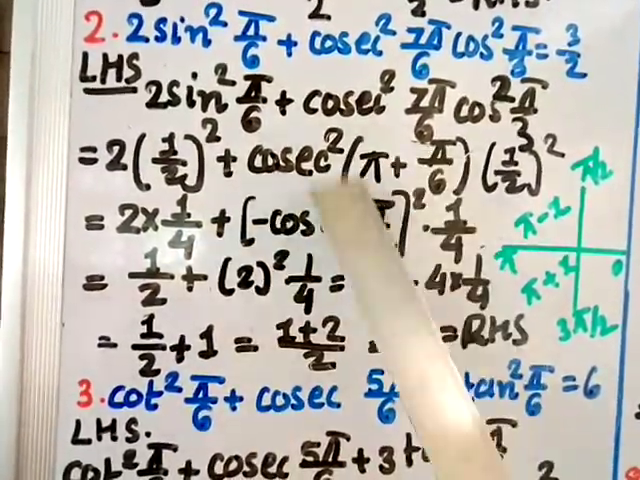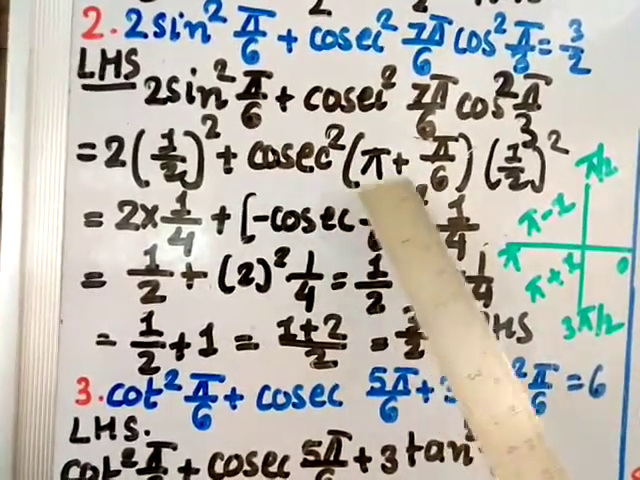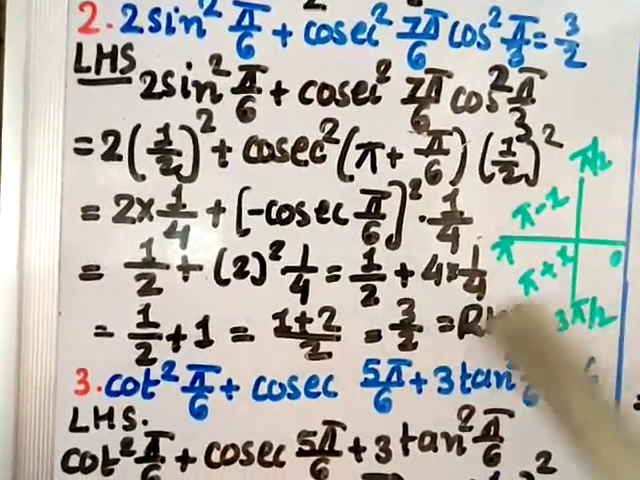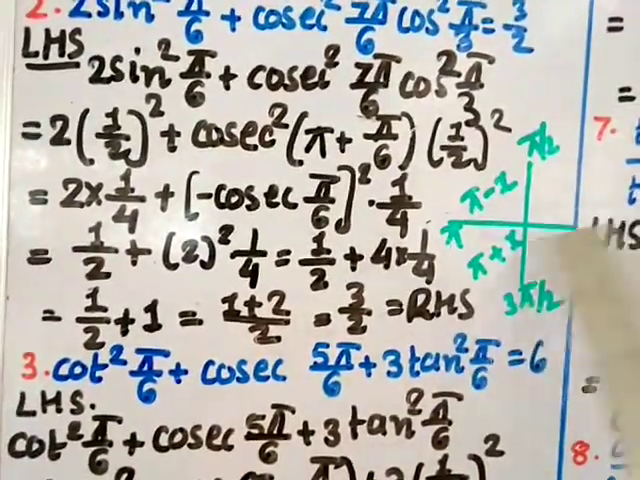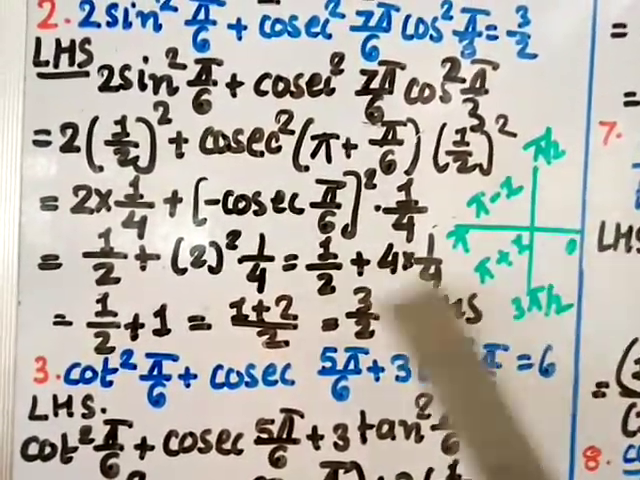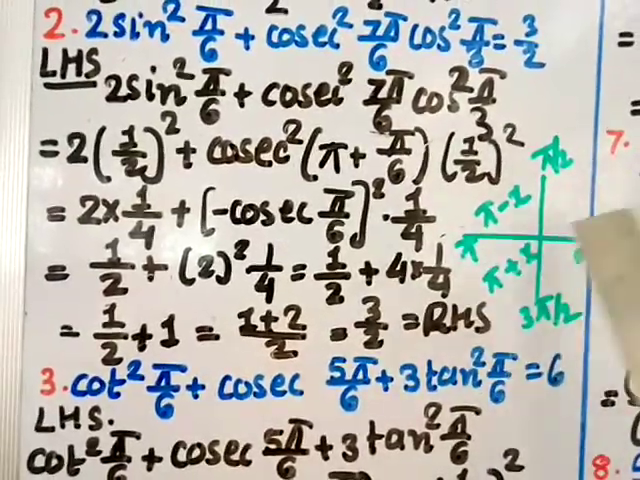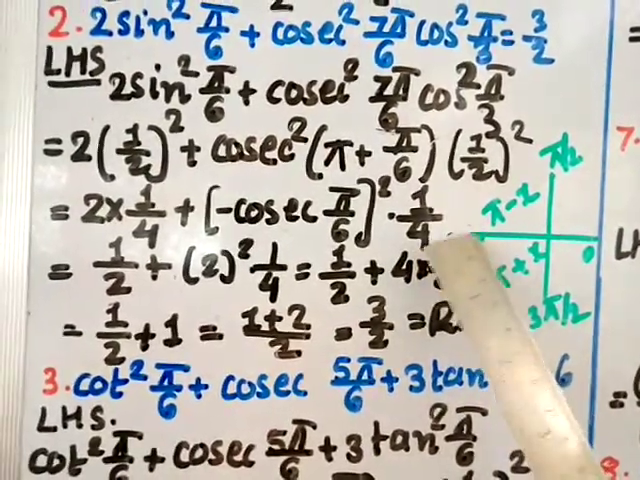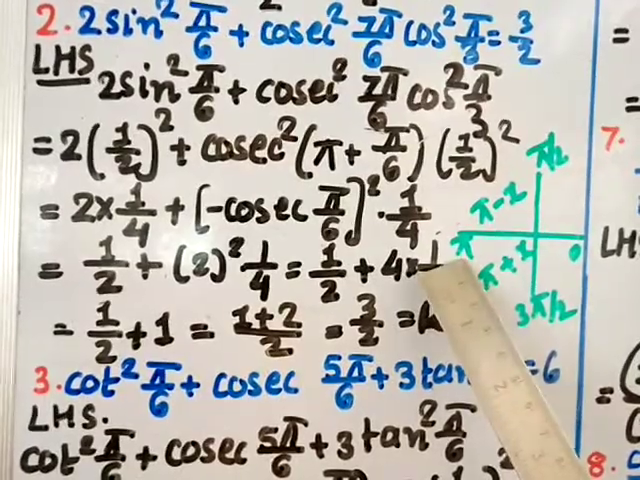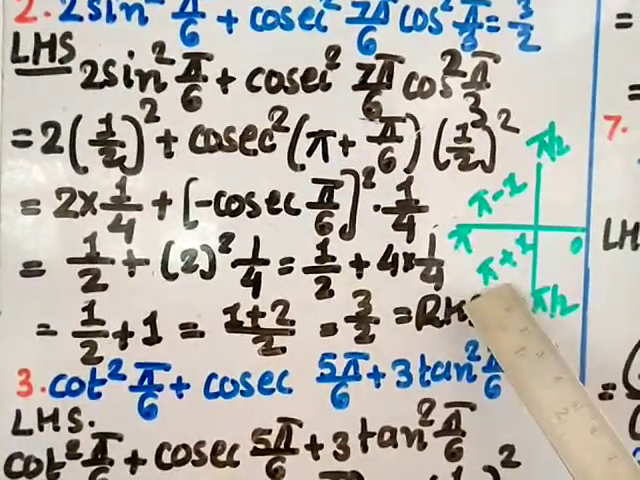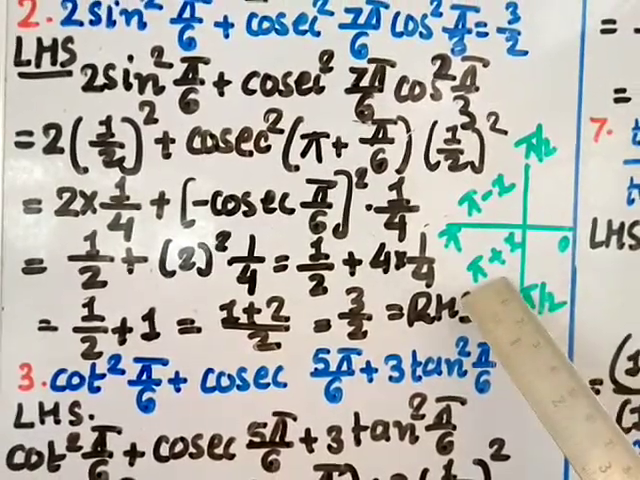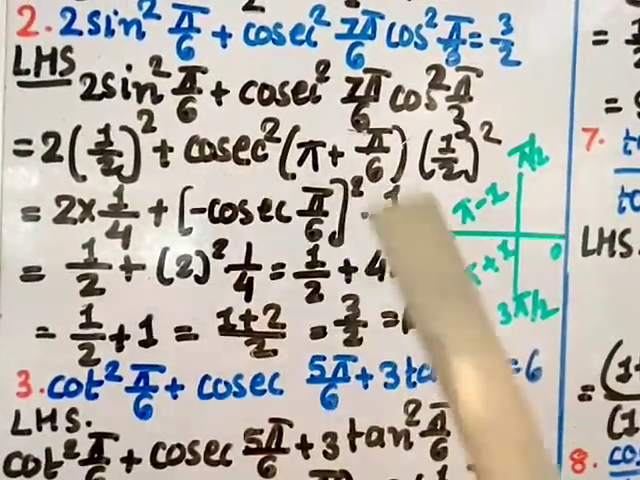Plus now this one you have to check the quadrant. So pi plus pi by 6. This value, pi angle, comes here, when I gave you the angles in the quadrants of the Cartesian plane. This is 180 degrees, that is pi. Now pi plus will fall into the third quadrant, and in the third quadrant cosec is negative.